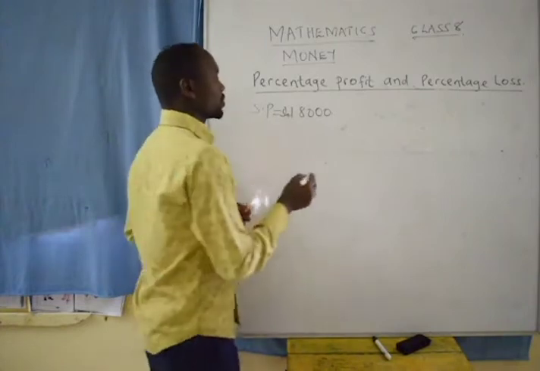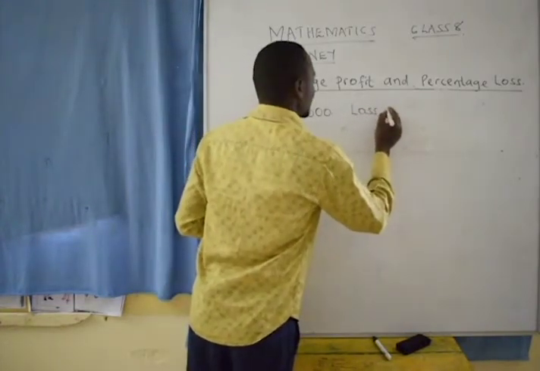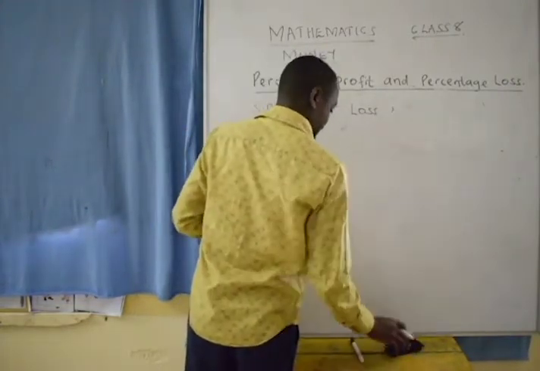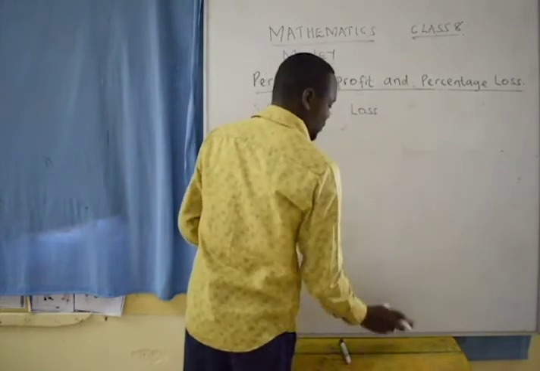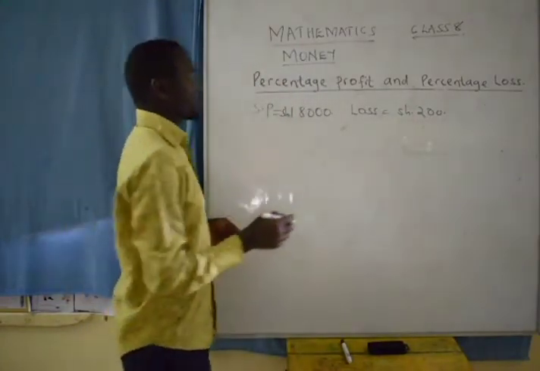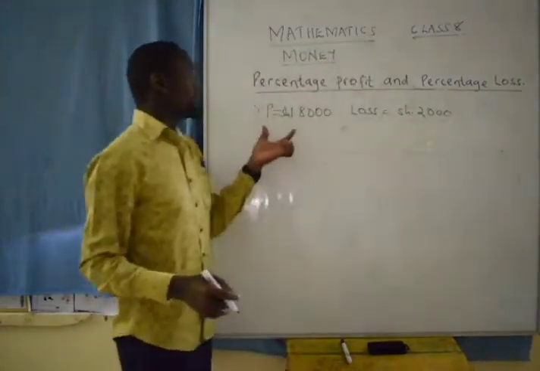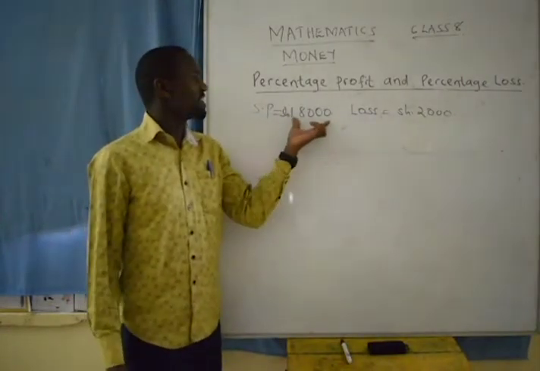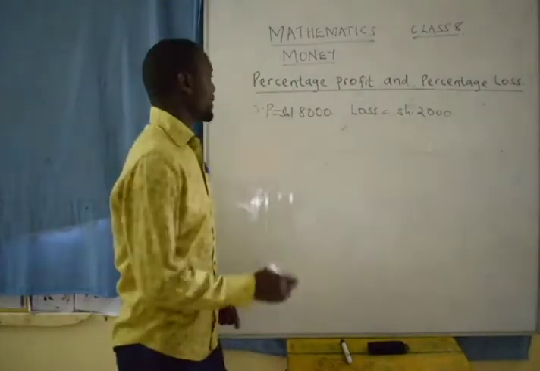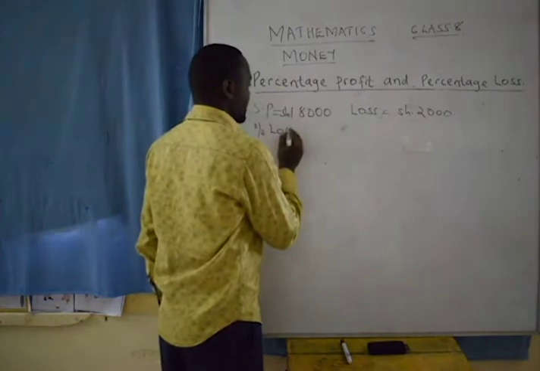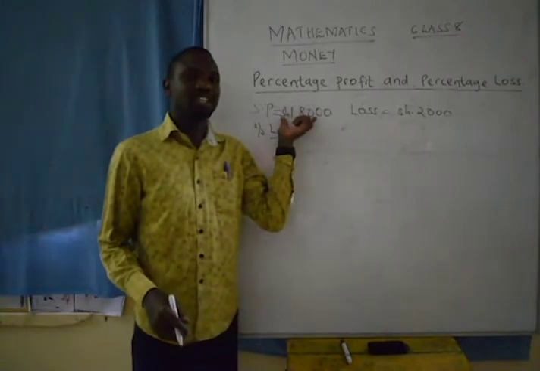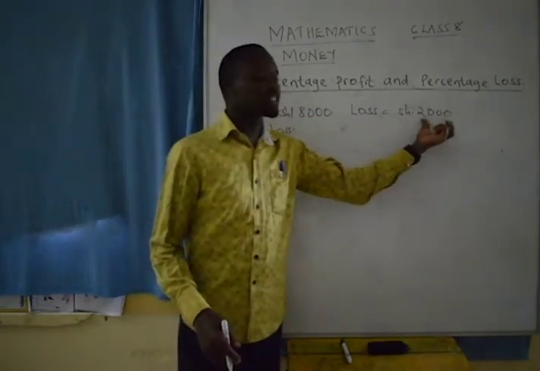The person incurred a loss of, not 200, but 2,000 shillings. Somebody sold a television set for 18,000 shillings, having incurred a loss of 2,000 shillings. Calculate the percentage loss. In this case, we are given the selling price as 18,000 shillings. We are given the loss incurred as 2,000 shillings.